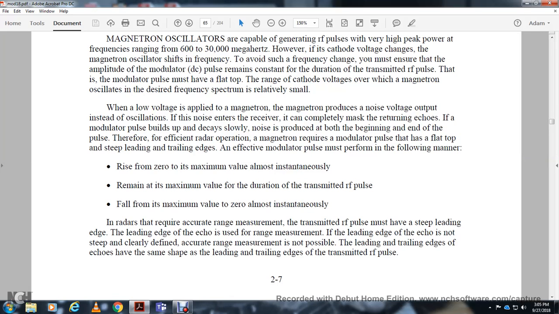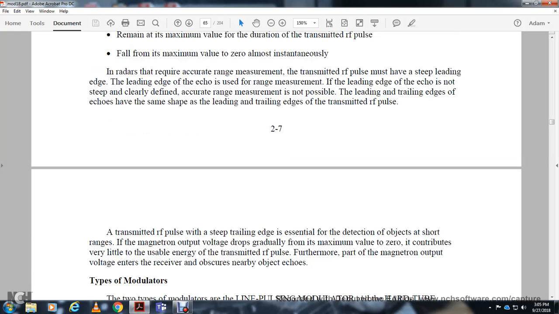Since the radar requires accurate range measurement, the transmitted radio frequency pulse must have a steep leading edge, and so must the leading edge of the echo. To achieve accurate range measurement, the leading edge of the echo must be clearly defined. The leading and trailing edges of the echo have the same shape as the leading and trailing edges of the transmitted radio frequency pulse. A steep trailing edge is essential for the detection of objects at short range. If the magnetron output voltage drops gradually from the maximum value to zero, it contributes very little to the usable energy transmitted by the radio frequency pulse.